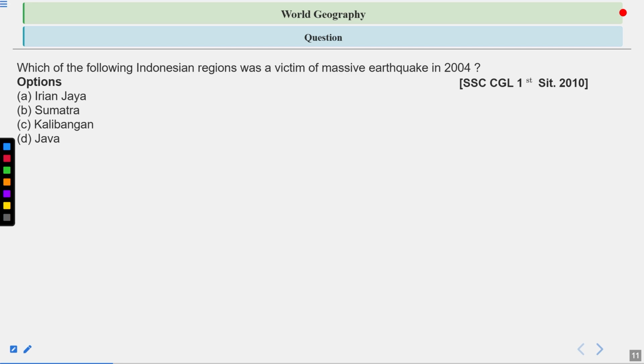Which of the following Indonesian regions was a victim of a massive earthquake in 2004? Options are Irian Jaya, Sumatra, Kalibangan, or Java.